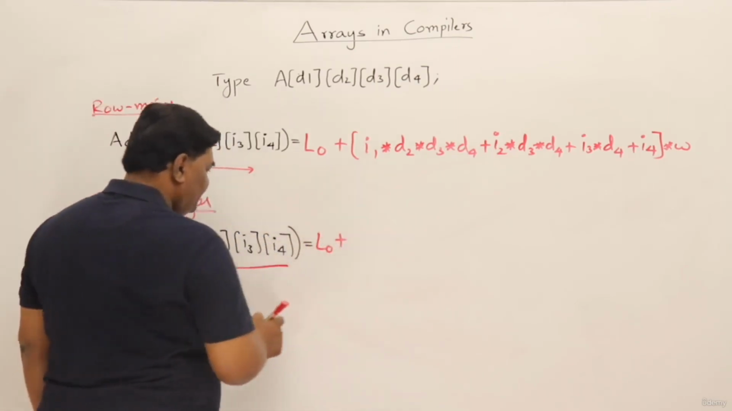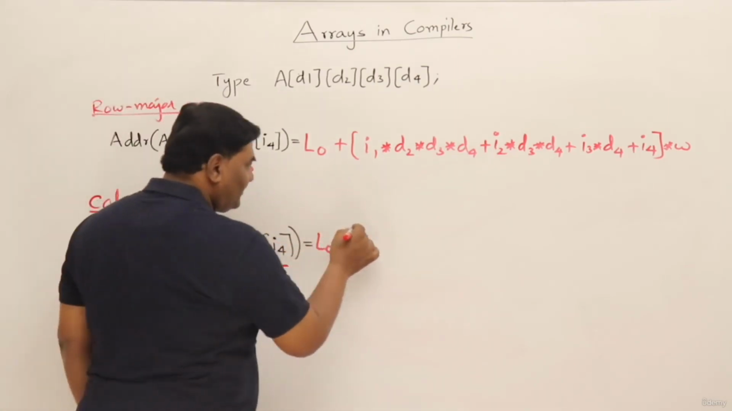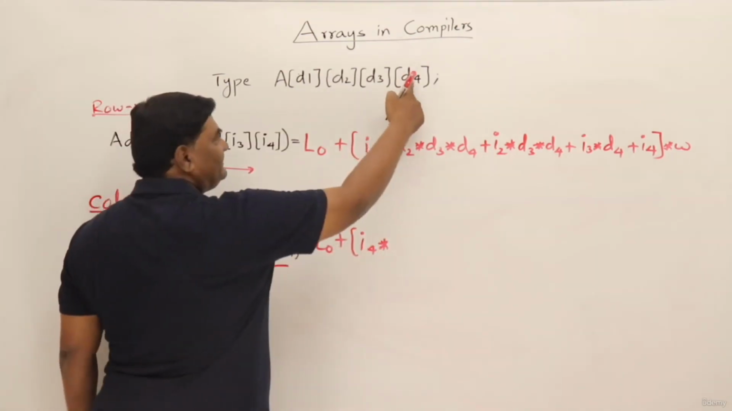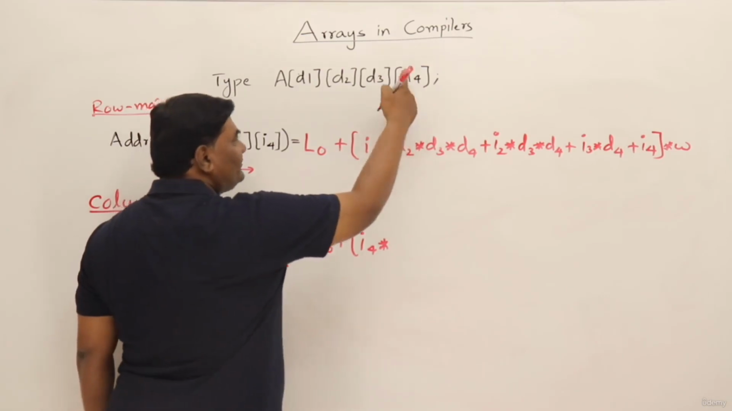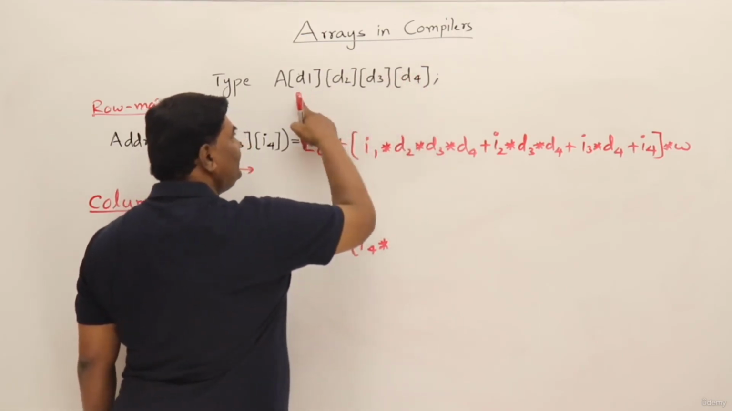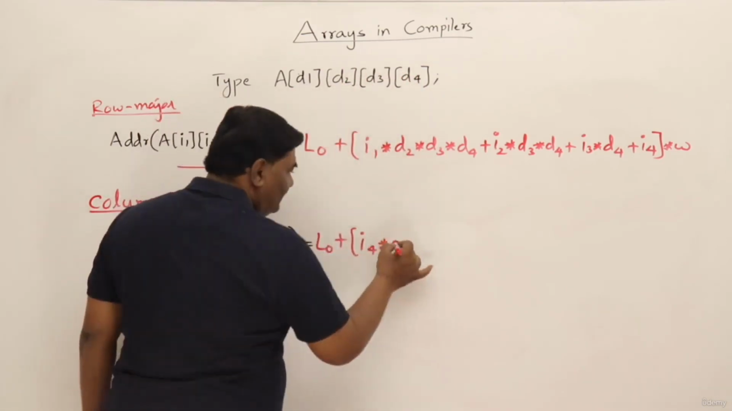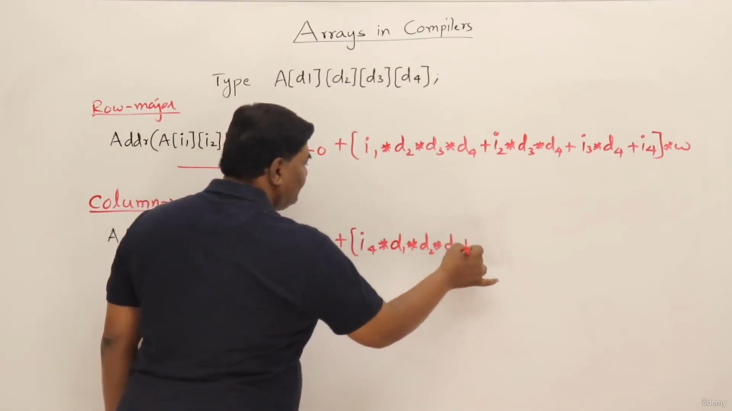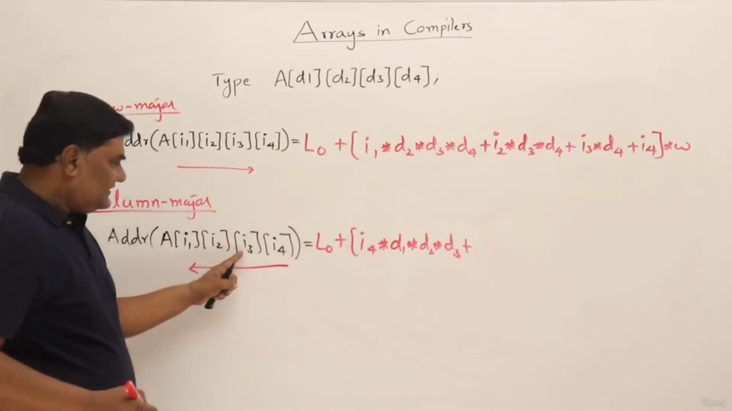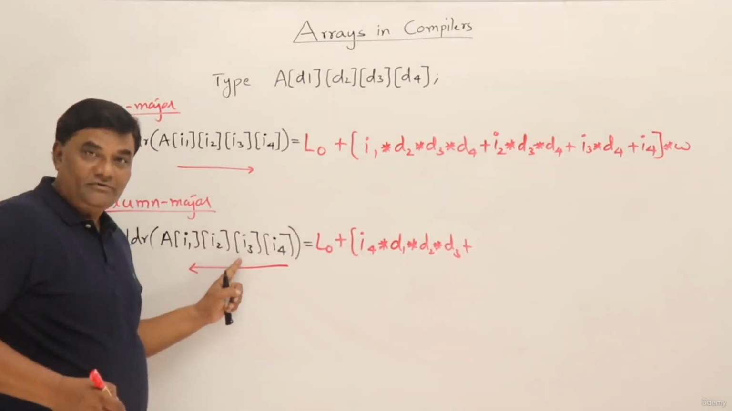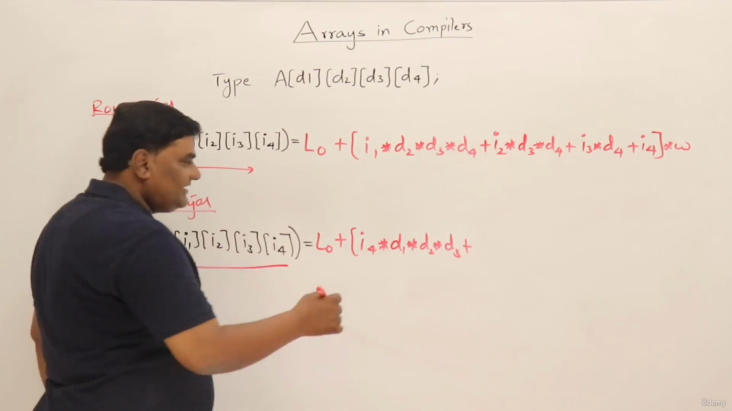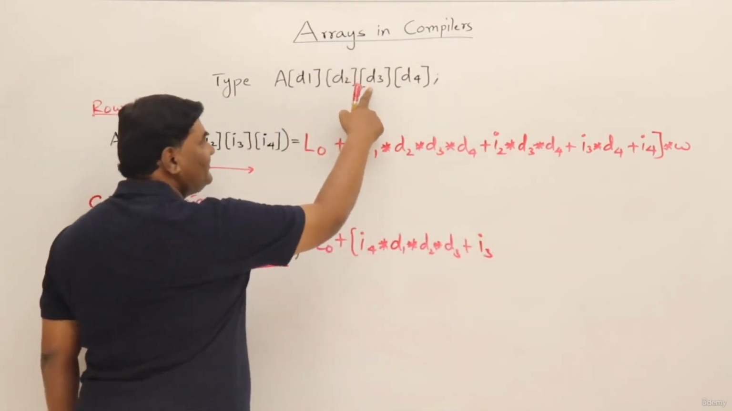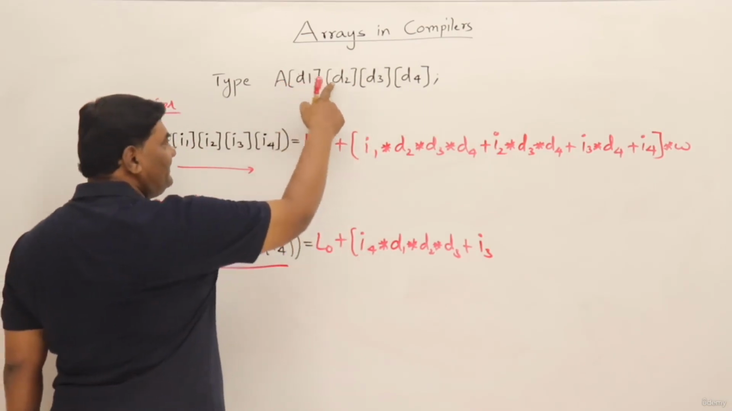So let us prepare the formula. L0 plus, first one is index 4. So I4 multiplied by, see, this is dimension 4, so take all the dimensions before dimension 4. So D1, D2, D3. D1 into D2 into D3 plus. Now we are moving from right to left. So next is I3, index 3. Go to dimension 3 and take all the dimensions before dimension 3. So this is D1 and D2.